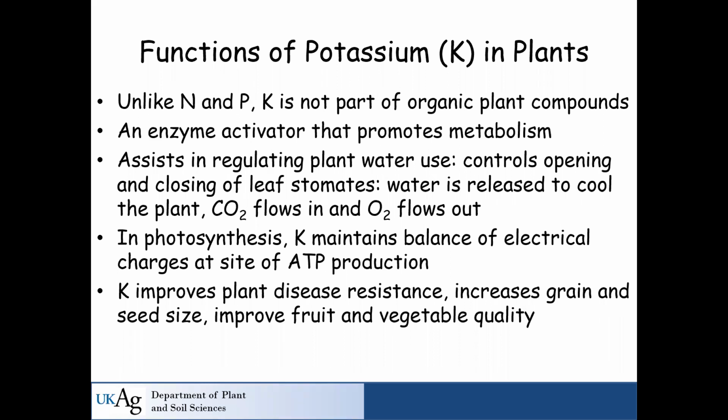Water is released when the stomata are open to cool the plant, and then CO2, carbon dioxide, and oxygen also flow, oxygen moving out as CO2 moves in. In the act of photosynthesis, potassium has the role of maintaining this electrical balance at the site of ATP production. Potassium definitely has a role in plant disease resistance, and because of that resistance role, potassium has a role in improving both grain and seed size and fruit and vegetable quality.